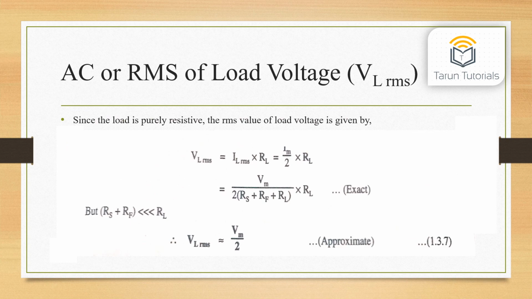AC or RMS of load voltage, that is VLRMS. Since the load is purely resistive, the RMS value of load voltage is given by VLRMS equal to ILRMS into RL. We know the value of ILRMS, that is Im upon 2. Therefore, we get VLRMS is equal to Im upon 2 into RL. We also know the value of Im, that is Vm upon Rs plus Rf plus RL. Therefore, substituting the value of Im into the equation of VLRMS, we get VLRMS equal to Vm upon 2 into (Rs plus Rf plus RL) into RL. But Rs plus Rf is very less than RL. Therefore, we get VLRMS approximately equal to Vm upon 2.